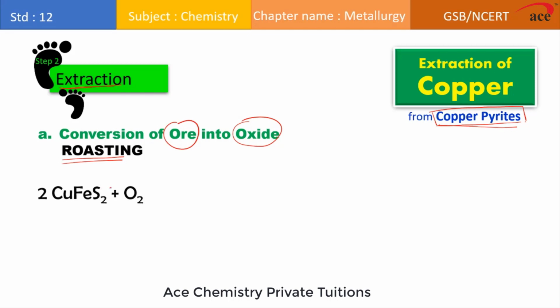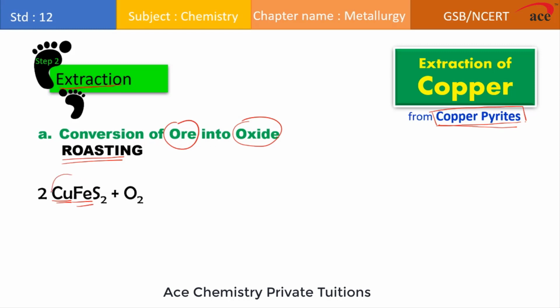Now we know that what we do in roasting, we are converting metal sulfide into its oxide. So the powdered form of the ore is heated in the excess of air, so it forms oxides of copper as well as oxide of iron.